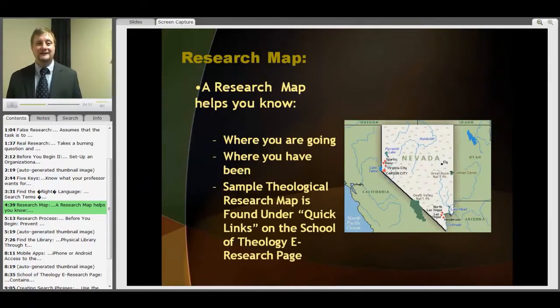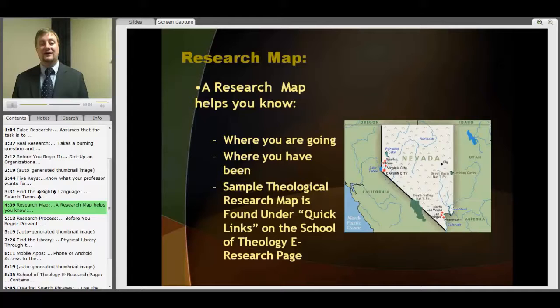Secondly, I strongly suggest that you develop a research map. A research map lets you know where you are going, where you have been, and there is a sample research map found under quick links on the School of Theology e-research page. Remember, theology is a different discipline than many of you have been researching before, and when you fly into a strange city, having a map will help you get where you need to go.